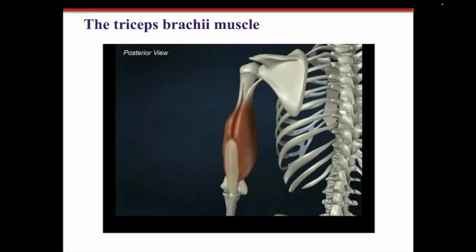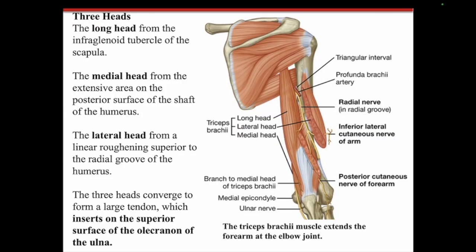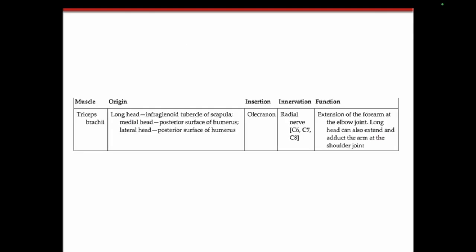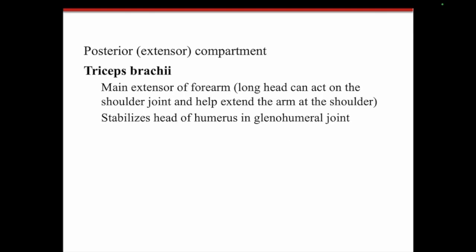The posterior component is the extensor component, in which you have the triceps brachii. The triceps has three heads: a long head, a medial head, and a lateral head. They all pass the elbow and attach at the olecranon of the ulna. So these are the main extensors of the forearm at the elbow. Don't forget the long head of the triceps is also important for stabilizing the shoulder.